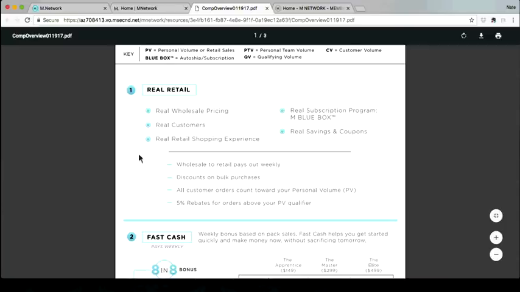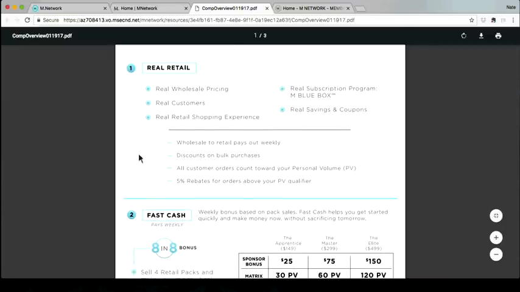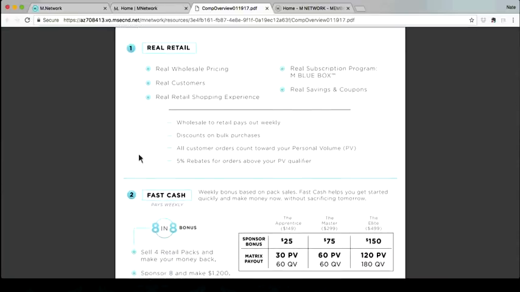We don't want you to have to hide your product underneath in your downline. If you're buying extra product every month because you love it, we don't want you to have to sign up new customers or whatnot for that.